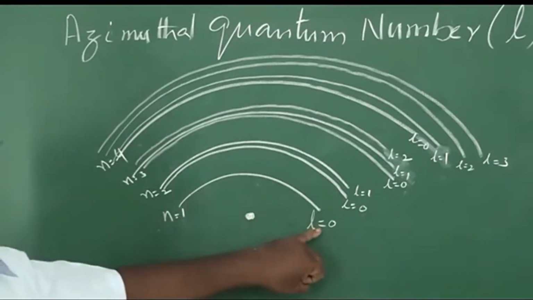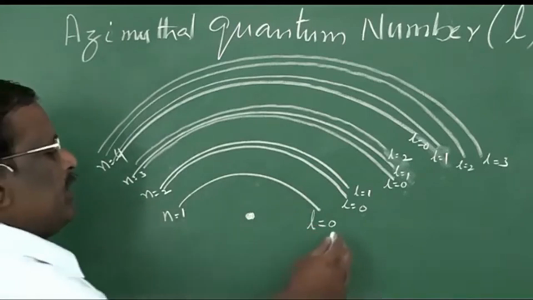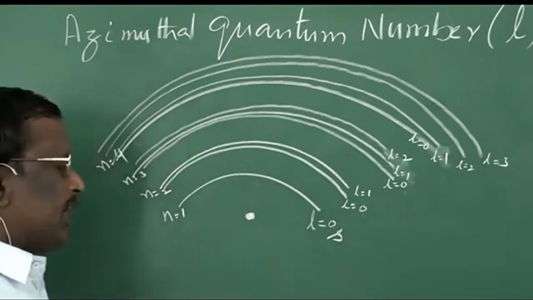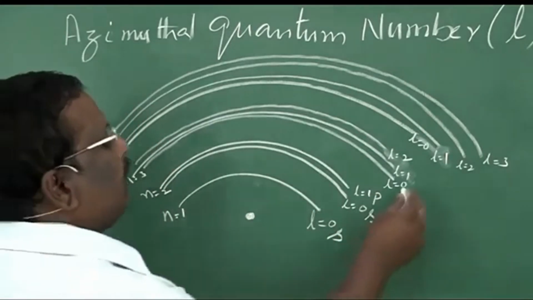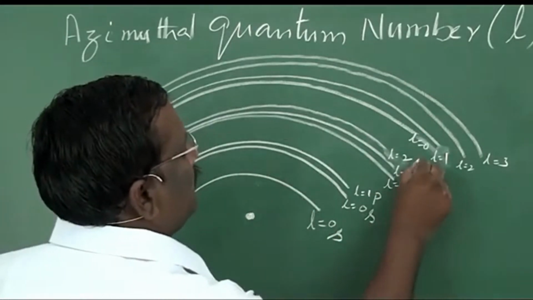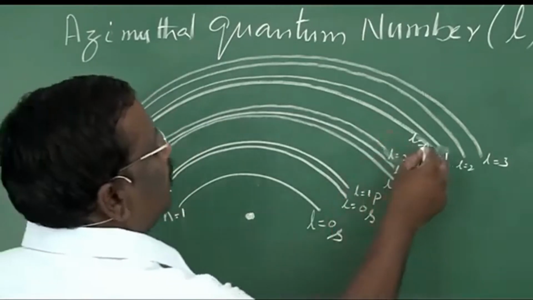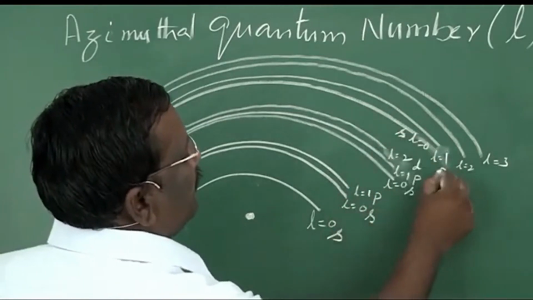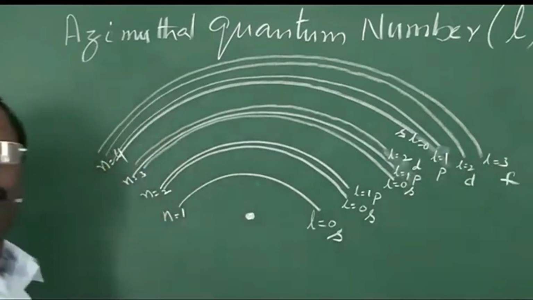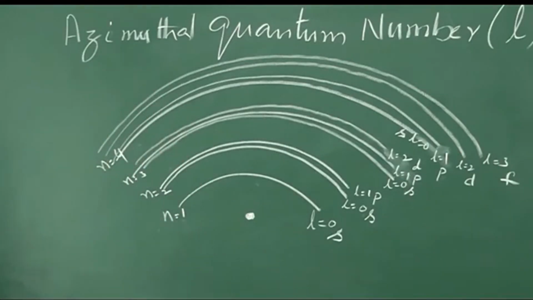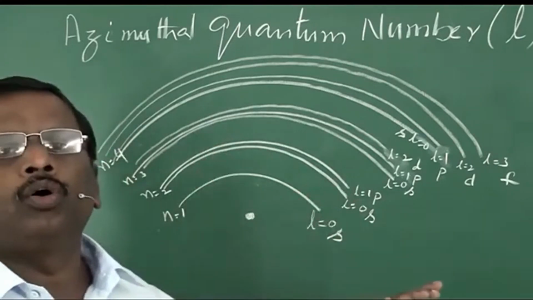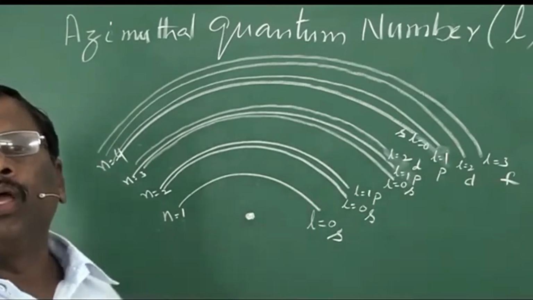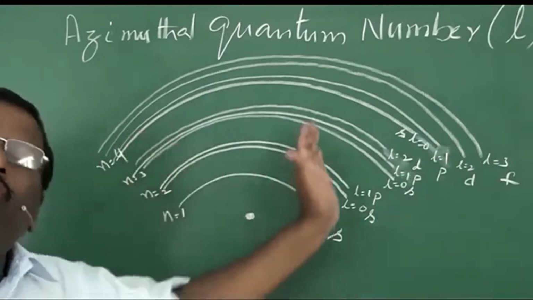In the first energy level, you have l is equal to 0. That is the s sub-energy level. In the second energy level, you have two sub-energy levels, s and p. In the third energy level, you have three sub-energy levels, s, p, d. In the fourth energy level, you have four sub-energy levels, s, p, d, and f. So the number of sub-energy levels present in a given main energy level will be equal to its n value. And their values are from 0 to n minus 1.